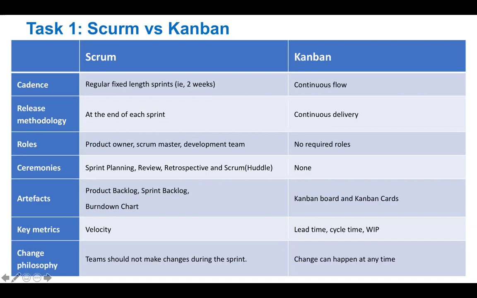If I talk about the ceremonies in Scrum, we're talking about planning, review, retrospective, and the daily Scrum meeting. All of these are things we do regularly in the Scrum environment. In Kanban, we don't have these specifically defined meetings. In the artifacts, we're talking about the backlog, the sprint backlog, and the burn down chart. In Kanban, well, we have the board.